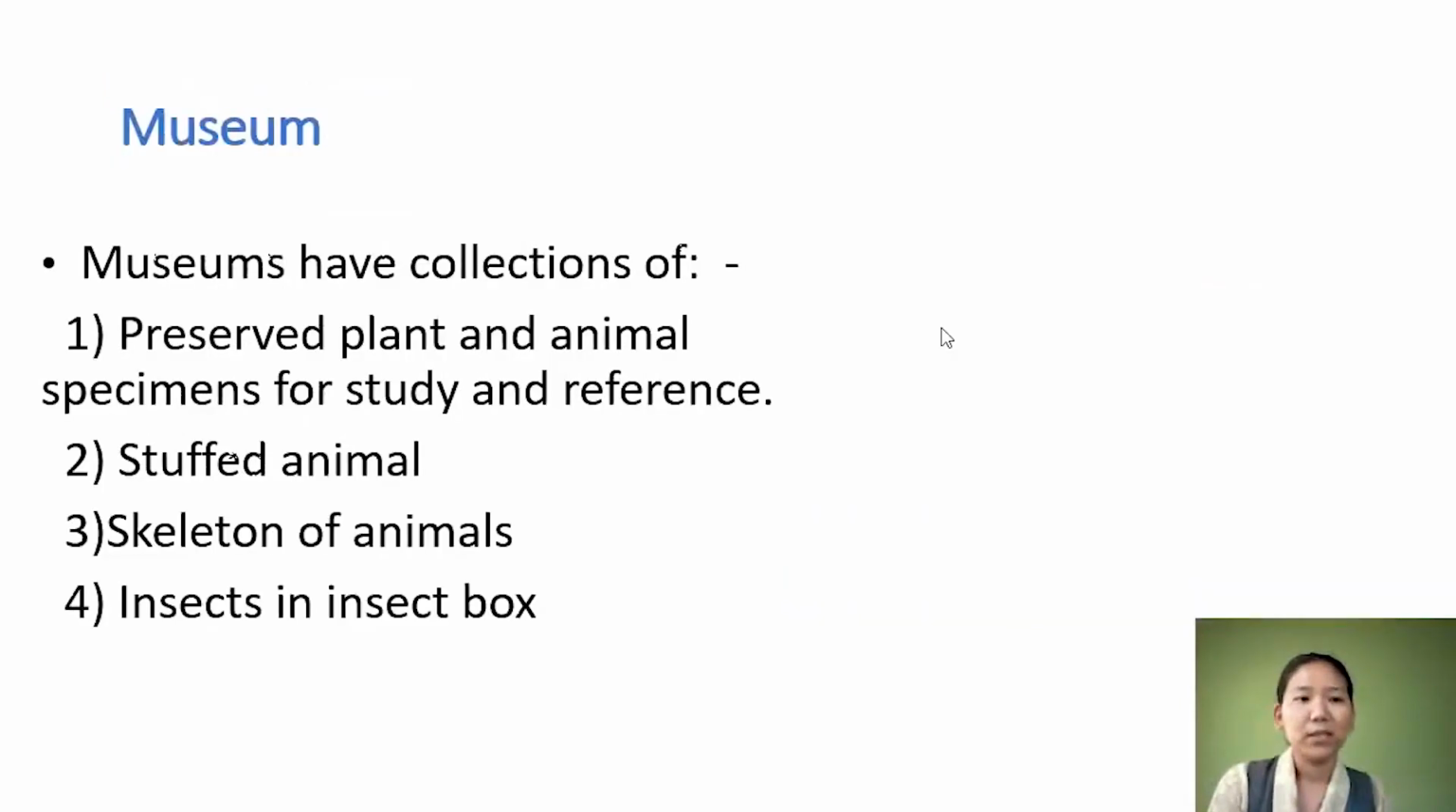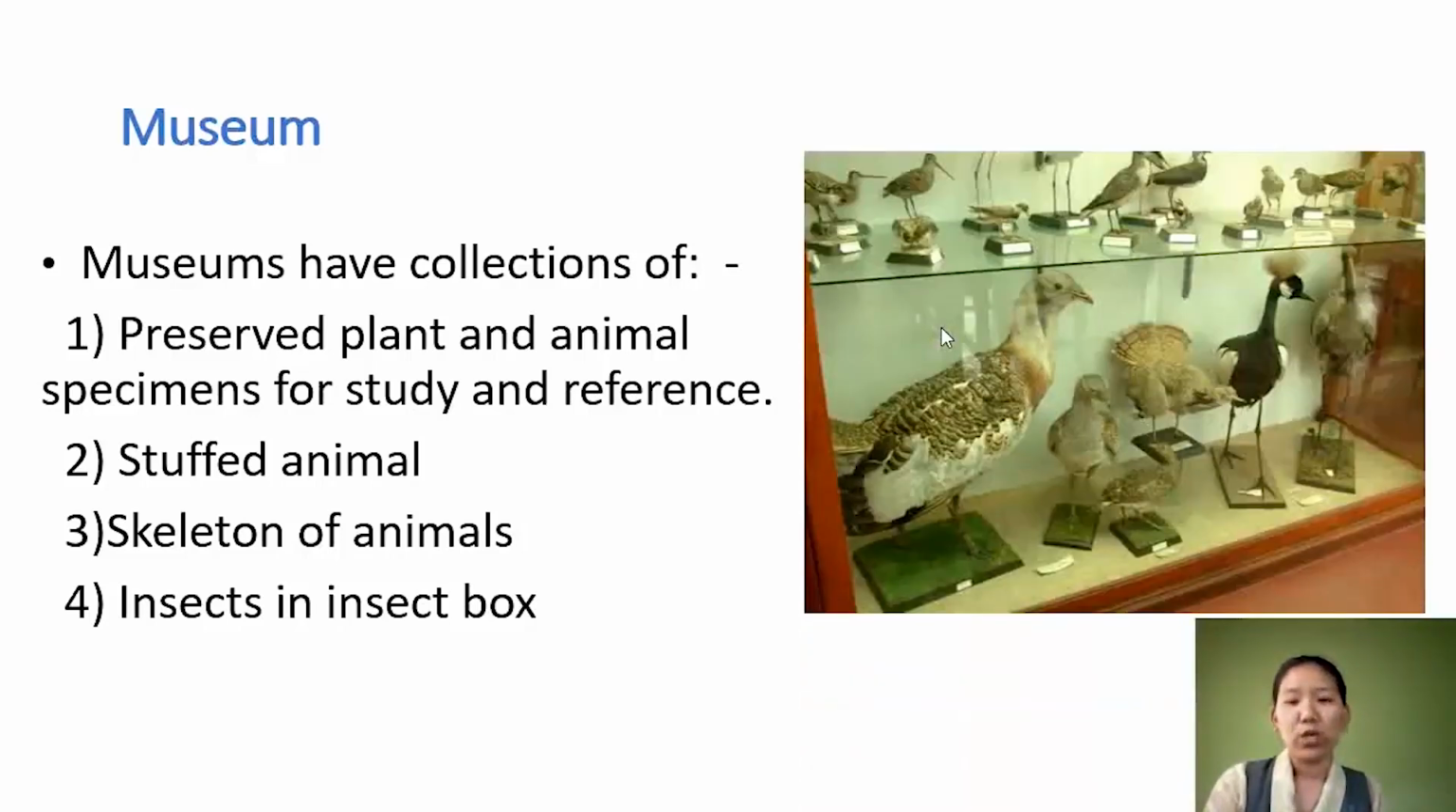Next, museum. Museums have a collection of various animal specimens, and if the animal is big, it can be stuffed, like a tiger or gorilla. Then we find skeletons of various animals, and we also find insects which are pinned in the insect box. This is one such example of a museum.